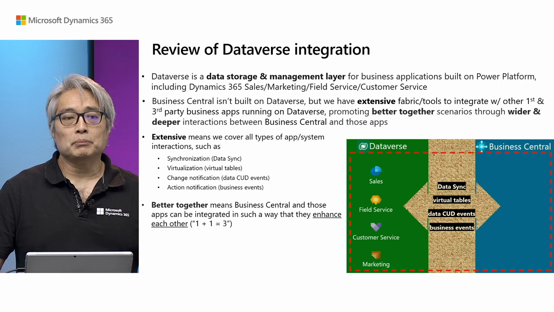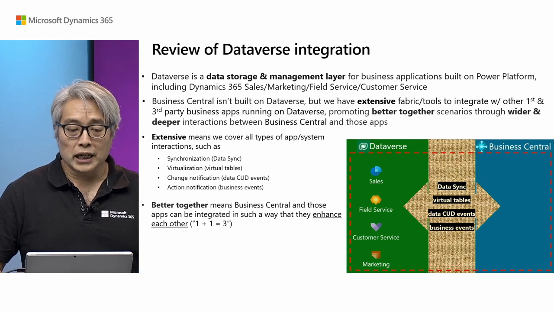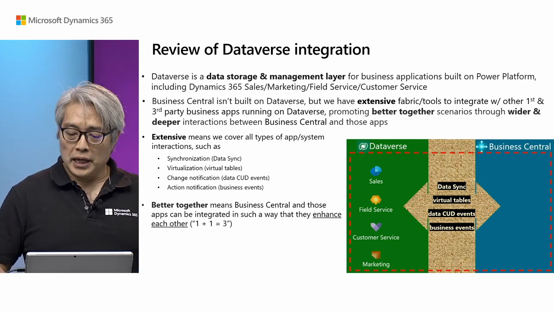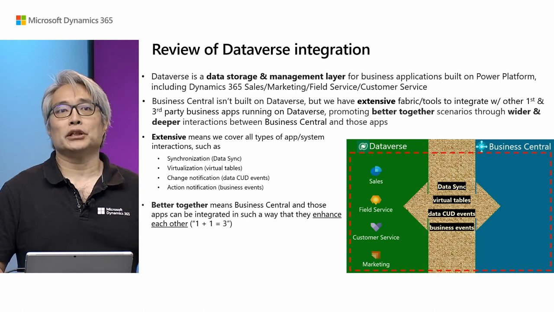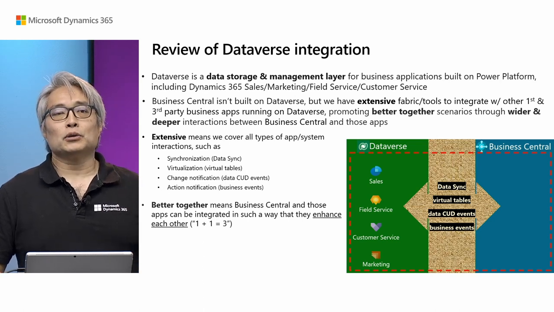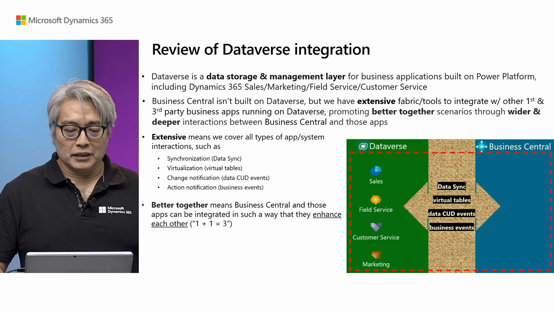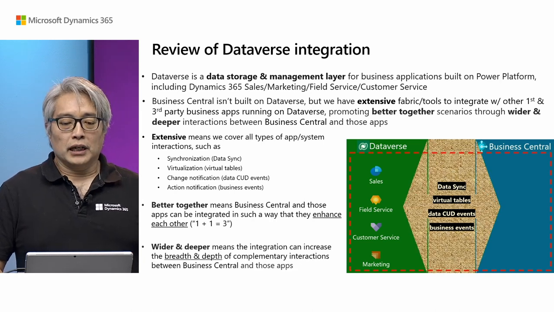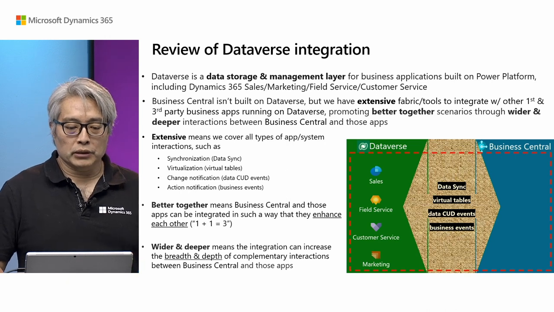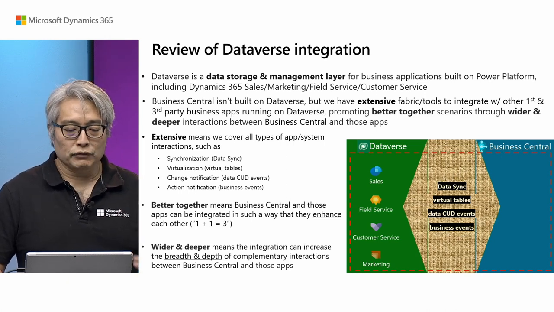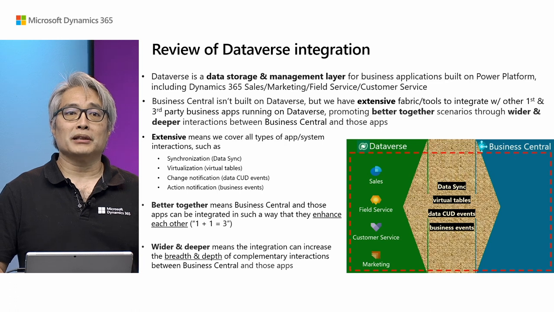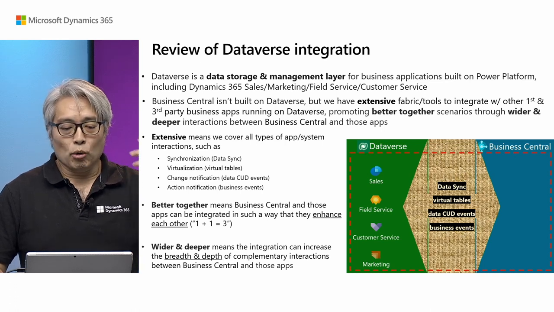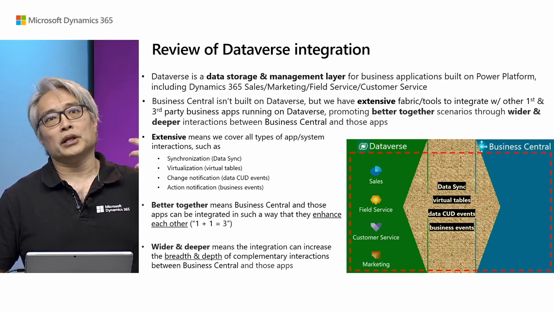Better together means Business Central and those Dataverse apps can be integrated in such a way that they can enhance each other, essentially living up to the proverbial expression 1 + 1 = 3. And the way to do that is to do a wider and deeper integration, taking advantage of the breadth and depth of those complementary interactions, so they become more and more sticky one from the other.